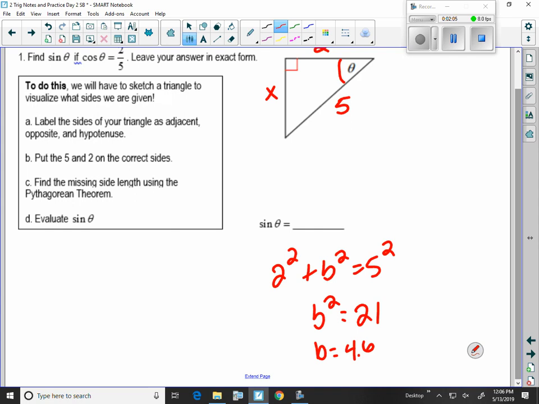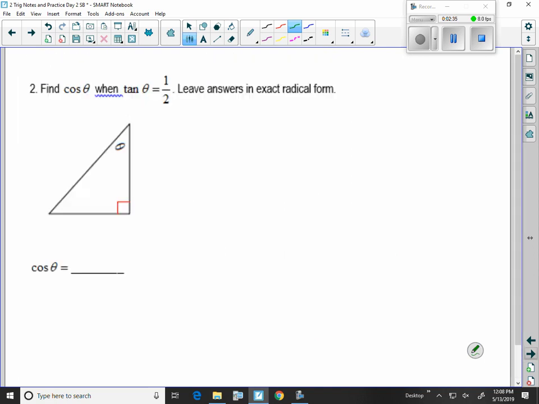Okay, so now we know, group, I'm not going to talk over you all day here. All right, we know that this other side is about 4.6. It was like 4.58. We'll say 4.6. So if we want to write sine, it's going to be what over what? 4.6 over 5. The opposite side from theta over the hypotenuse. We okay on that? Okay. All right, number 2.